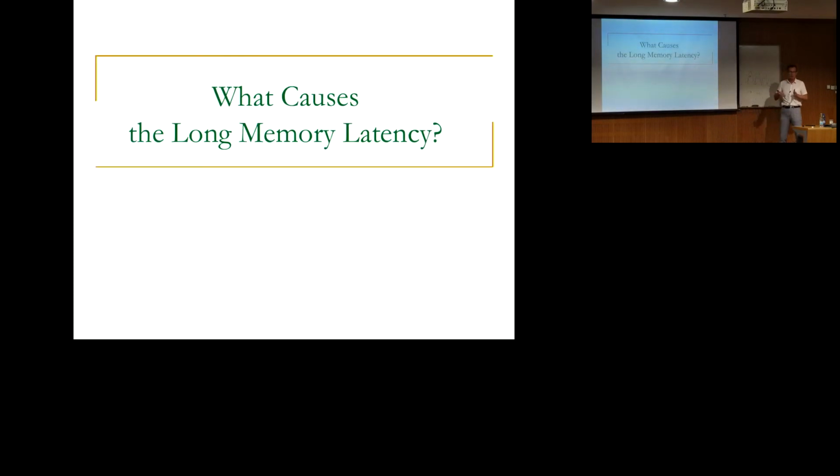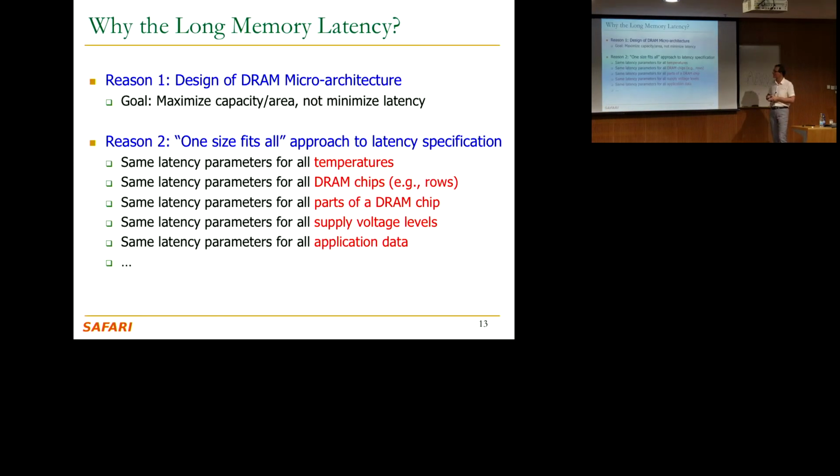So then the key question is, what causes the long memory latency? Let's go into that problem. We're going to cover two reasons to begin with. One is the design of the DRAM. Again, our focus is on DRAM, since it's a dominant technology, and it will probably dominate for some time, unless something comes in. Basically, the design of the DRAM microarchitecture is there to maximize capacity per area, not to minimize latency. And the second is this one-size-fits-all approach to everything, and that's true for latency specification also. We use the same latency parameters regardless of whatever temperature, DRAM chip, parts of a DRAM chip, supply voltage levels, and application data. So we're going to try to relax these.